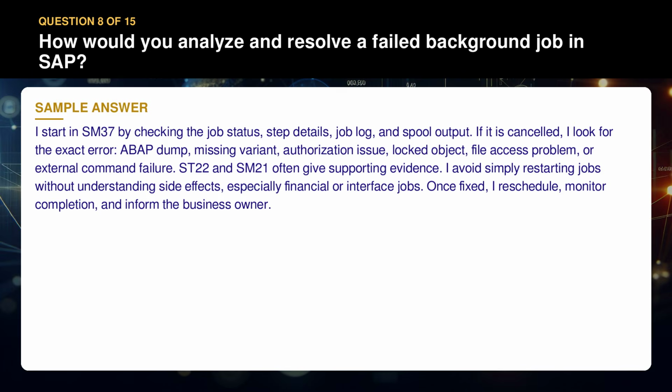I start in SM37 by checking the job status, step details, job log, and spool output. If it is cancelled, I look for the exact error, ABAP dump, missing variant, authorization issue, locked object, file access problem, or external command failure. ST22 and SM21 often give supporting evidence.